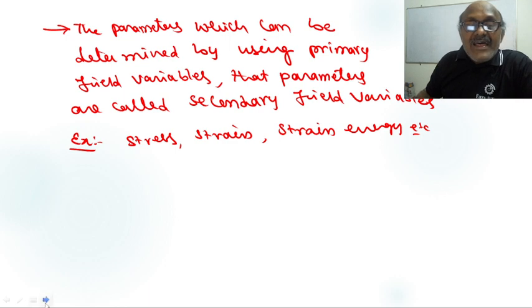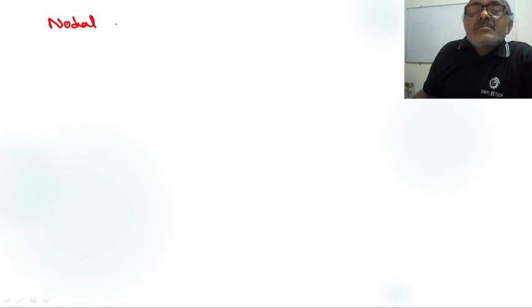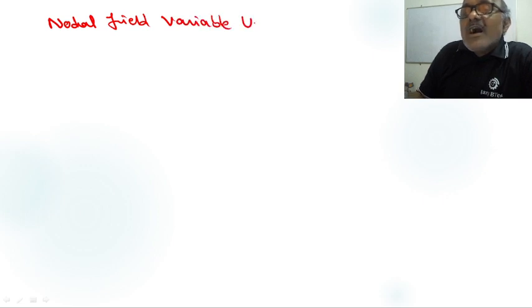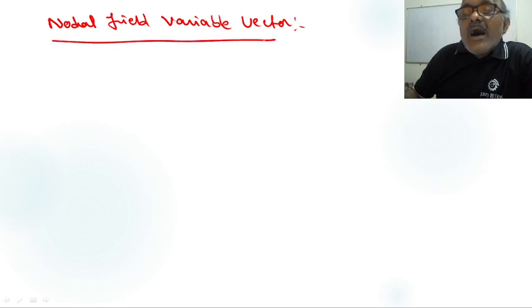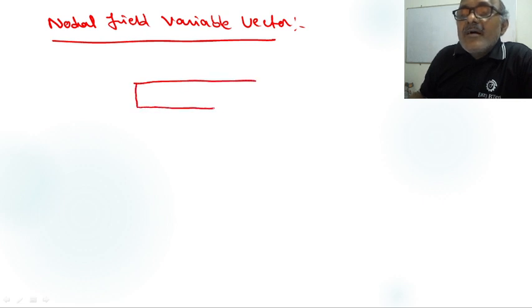So the next one is the nodal field variable vector. All of you carefully observe, my dear students. Suppose it is a structure. This can be divided into n number of pieces, my dear students.